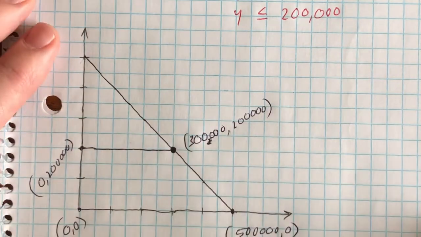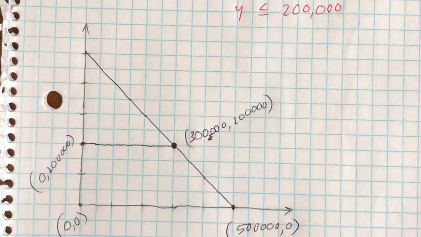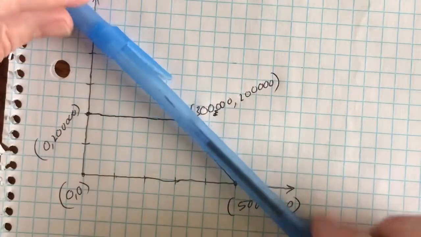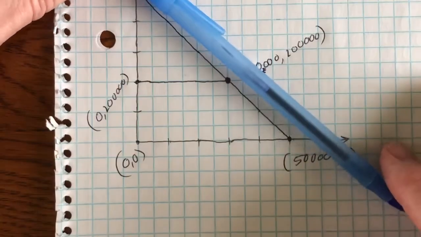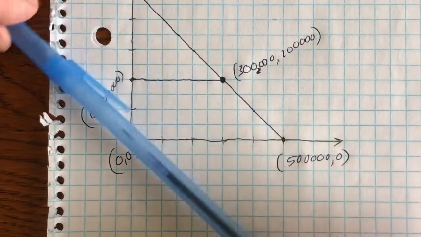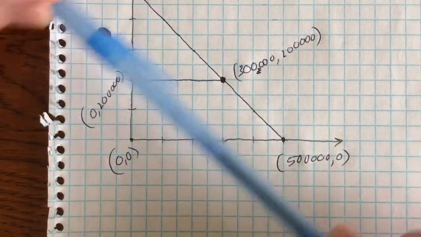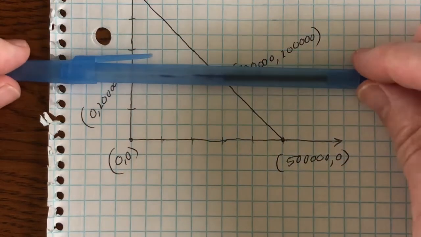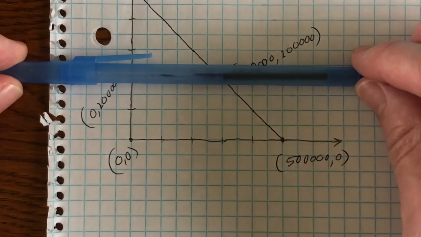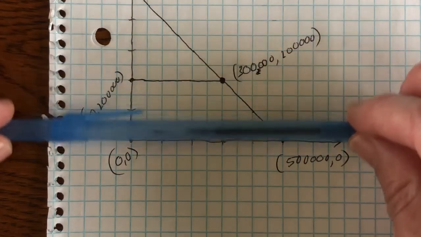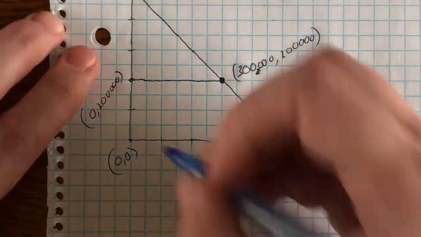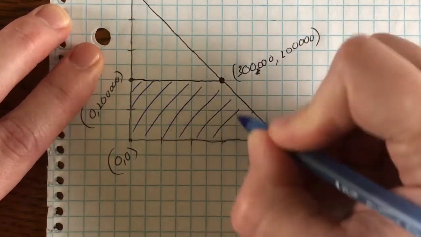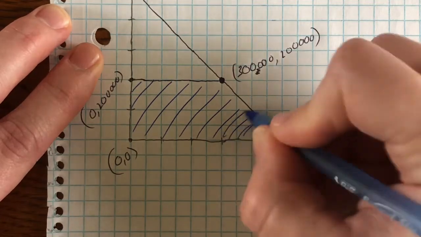Isn't this exciting? All right, now based on the inequalities, we have to shade this thing correctly. So our first line right here, this is X plus Y is less than or equal to 500,000. We're going to shade this way, all right, below the line. Our second line was Y is less than or equal to 200,000. Less than, we shade below. So the intersection is going to be in this trapezoidal region right here. This is your feasible region S. All right?